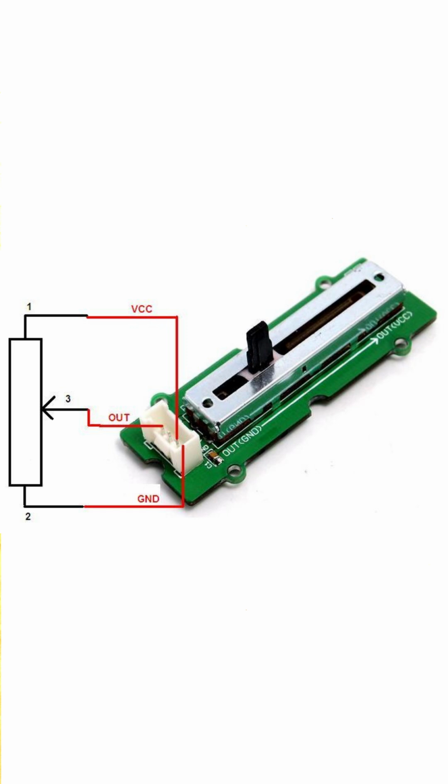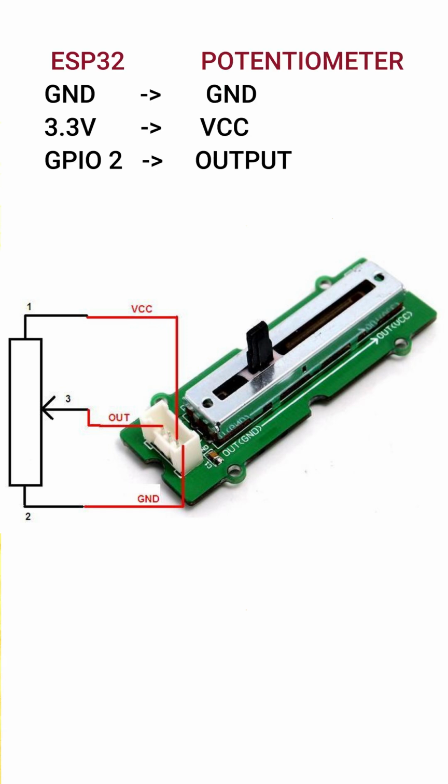Let's wire it step by step. The potentiometer has 3 pins: one side goes to 3.3 volts, one side to ground. The middle pin goes to an ADC pin on the ESP32.